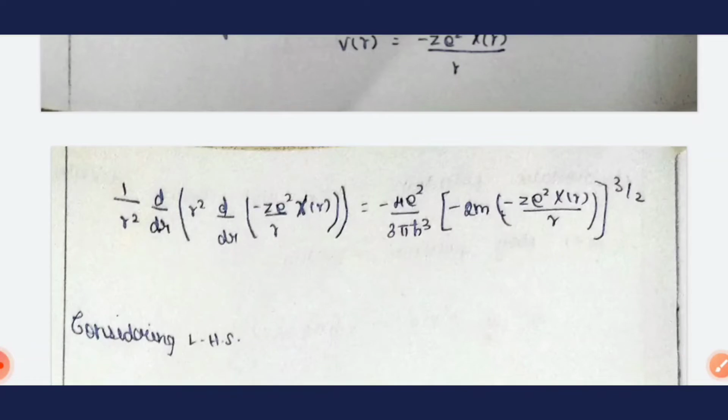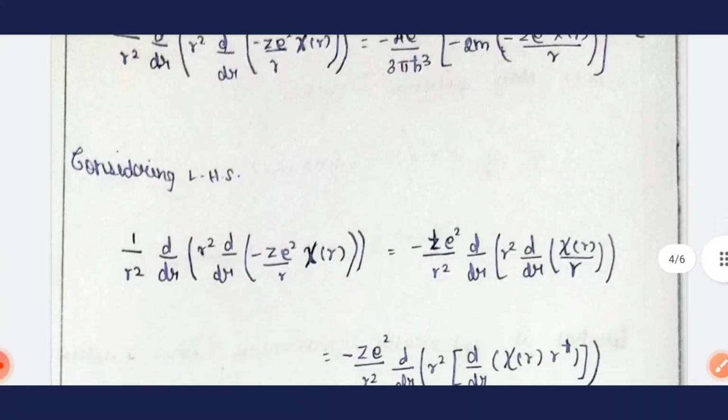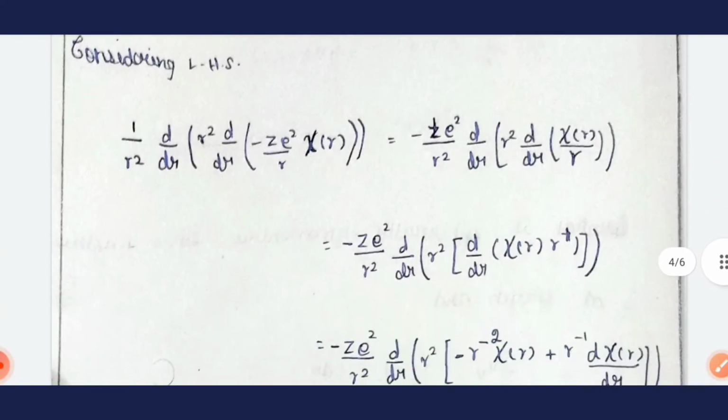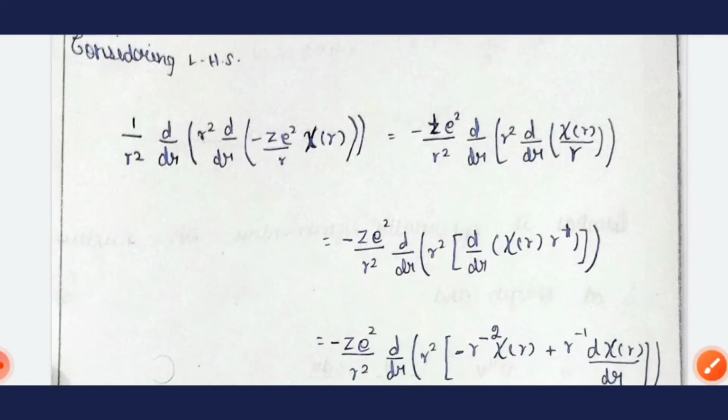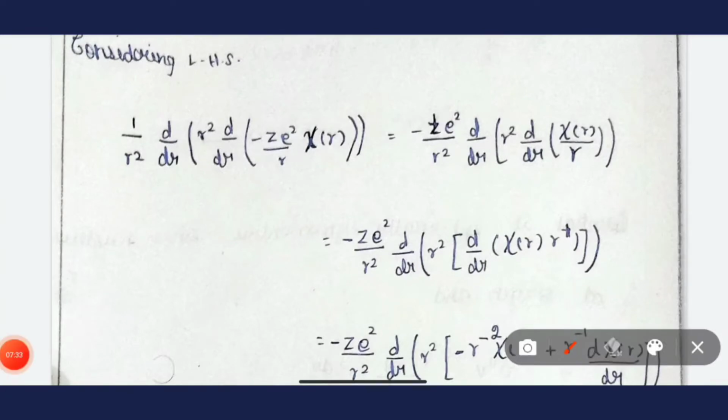Here, how we are going to solve is, first I'm going to consider the left hand side and then solve the right hand side. So let us solve the terms in the left hand side. As we can see, there are two differentiation terms in the left hand side. One is outside the bracket and the one is inside the bracket. Here, how we are going to solve the equation is, first I am going to differentiate the term inside the bracket and then differentiate the resulting term with the outside differentiation.